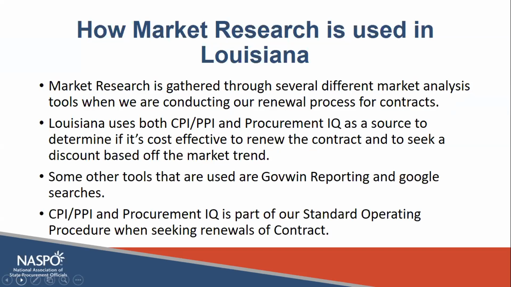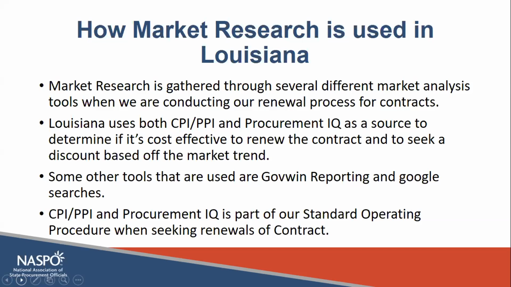We also determine if it's going to be cost effective to renew that contract or seek a discount based off of what those tools show that we use. Sometimes CPI and PPI will show an increase, but Procurement IQ will show a decrease or vice versa. We will still use that as leverage with the vendors to try and get a discount based off of that market trend, because one of them is showing a decrease in services. That helps us create new contracts.